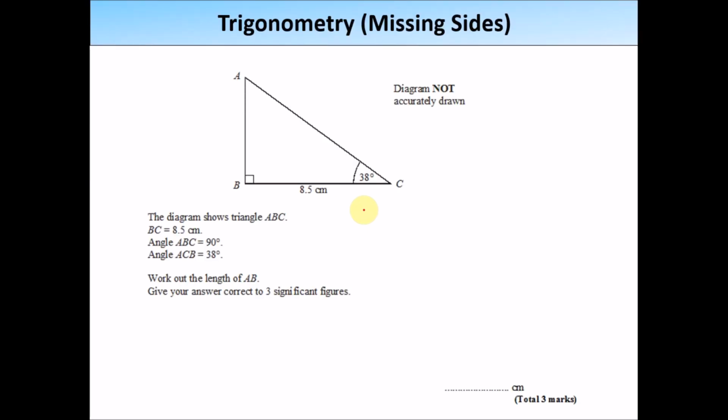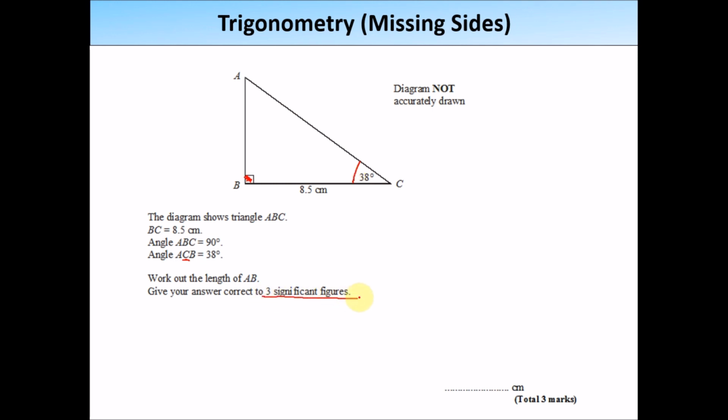The diagram shows triangle ABC. BC equals 8.5 centimetres. Angle ABC is 90, and that's really important for this question. And angle ACB, don't forget, when you have angle ACB, what that means is A to C to B, and that gives the angle that's enclosed in there. So that's what that means. And we need to work out the length of AB. Don't forget the last bit, it's asked us to give our answer correct to three significant figures.